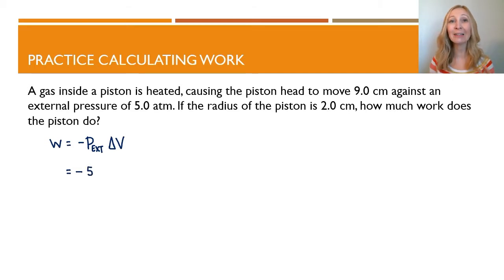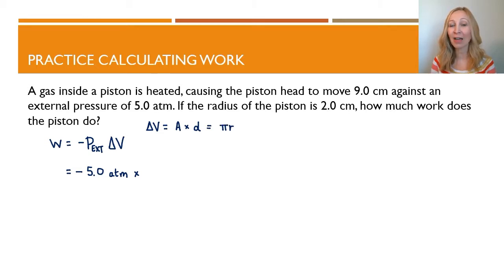So we're going to take negative 5.0 atmospheres and multiply that by the change in volume. Well, we have to do some calculations to determine that delta V. We have the piston head moving 9 centimeters, that's our distance, and the radius of the piston is 2.0 centimeters. So to calculate the area there, we need to use some geometry. So we have area times distance.